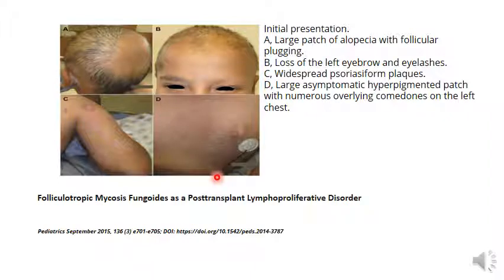Here you see a child with malignancy, lymphoma, or lymphoproliferative disorder. Initial presentation, you see here there is hair loss, and there is a skin lesion, an eczematous skin lesion. So a large area of alopecia with follicular plugging, loss of left eyebrow, and widespread psoriasiform plaque, especially you see here. Large asymptomatic hyperpigmented patch with numerous overlying comedones on the left chest, right in this picture. So this is a folliculotropic mycosis fungoides.